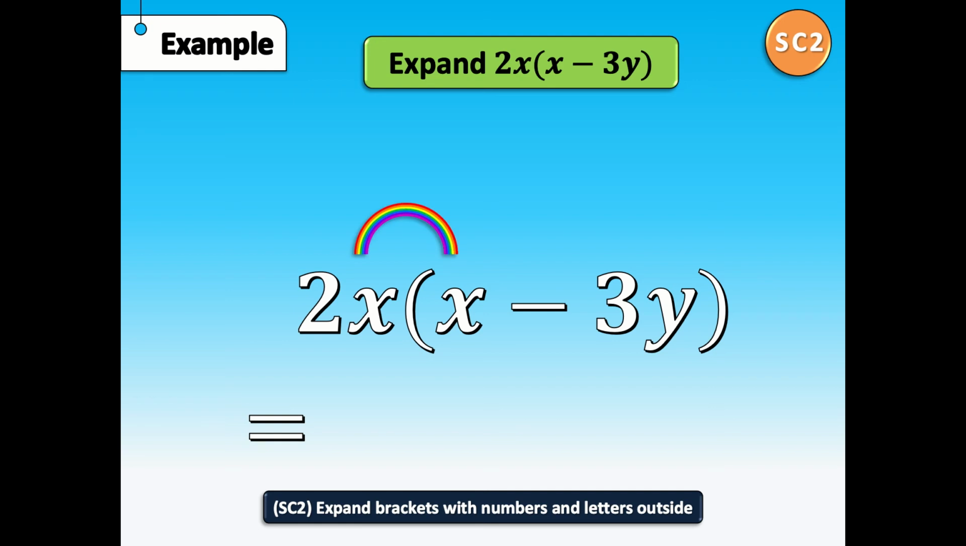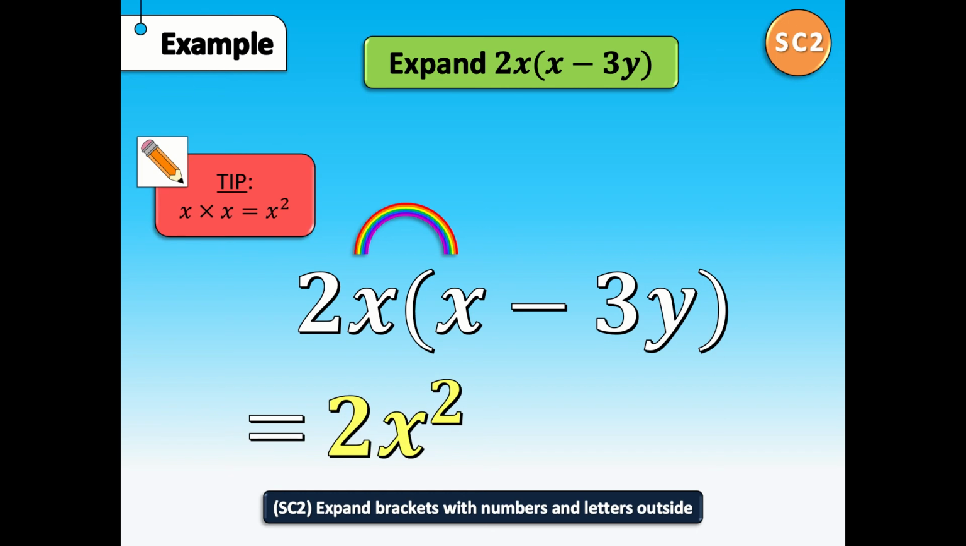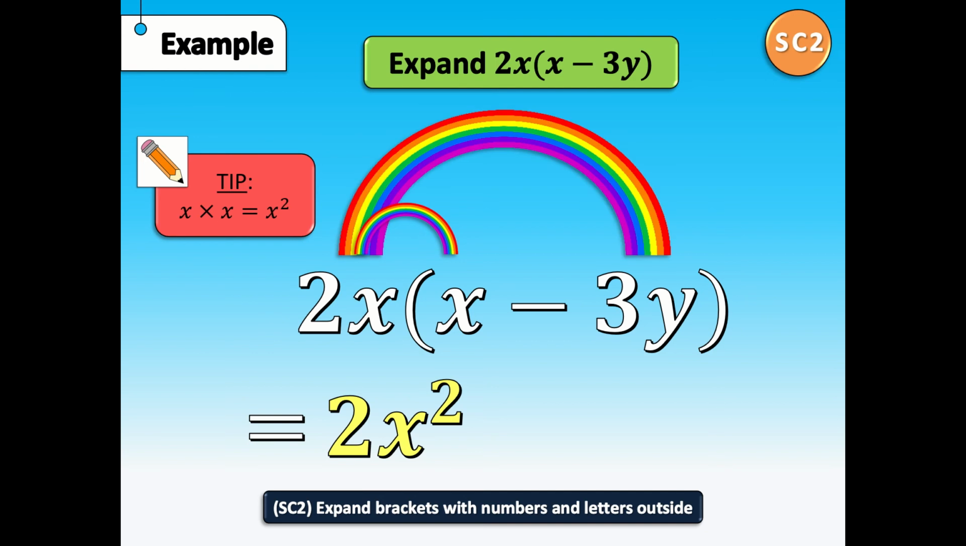Now x times x is x squared. So 2 times x is going to be 2x squared. Then we do 2x times minus 3y, so you do the numbers first. So 2 times 3 is going to be 6, and x times y is xy.